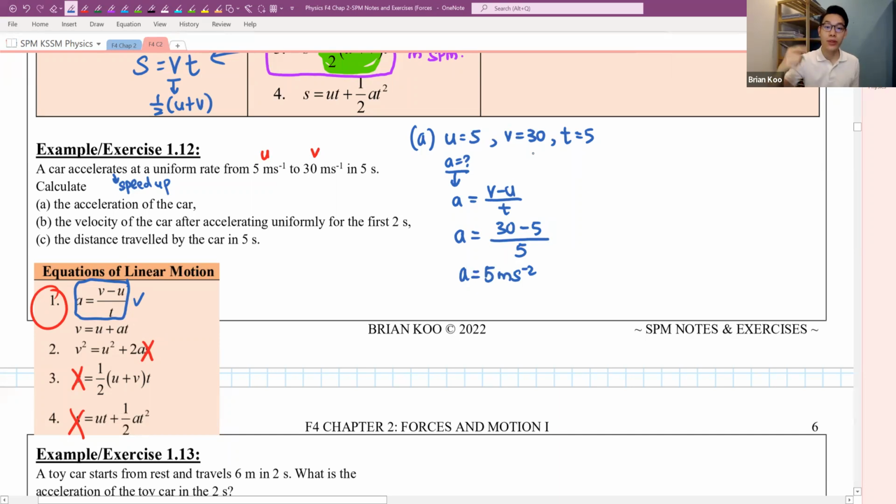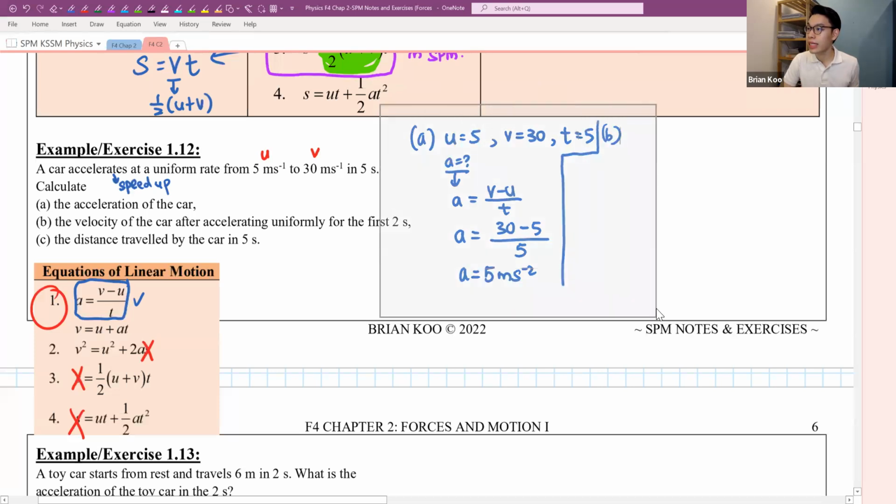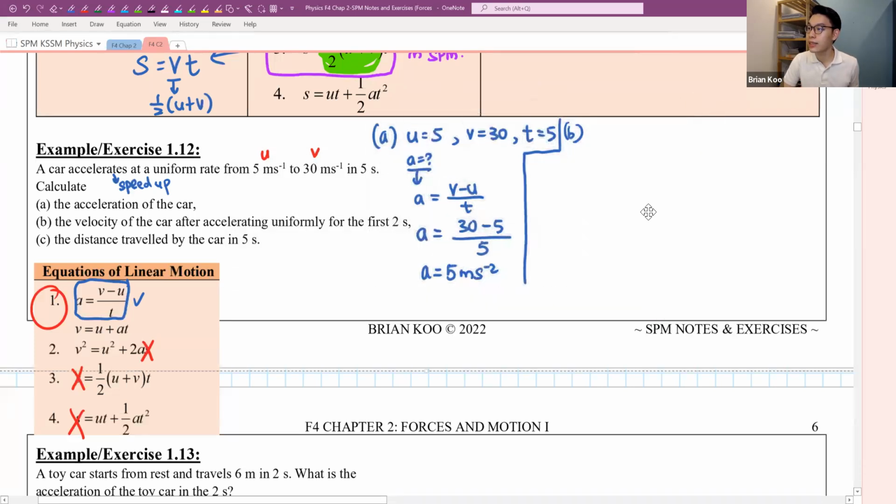Okay, we're going to repeat the process for B and C. I feel like I'm writing a bit too big. I'm scared no space for part C. Okay, the velocity of the car. We want to know what is the velocity of the car after it accelerates uniformly for the first 2 seconds. Write down the obvious one first. T is 2 seconds. Also write down the one that you want to find, the velocity of the car after. That means that is the final velocity.